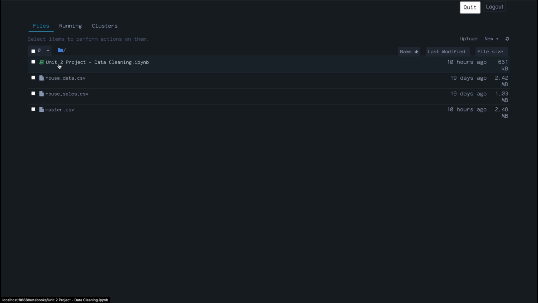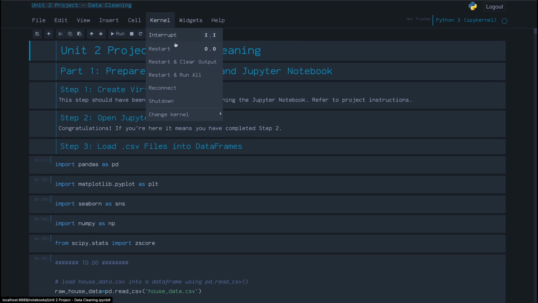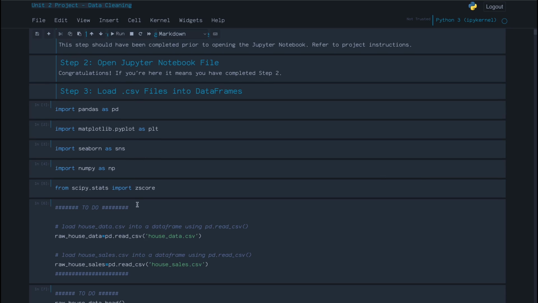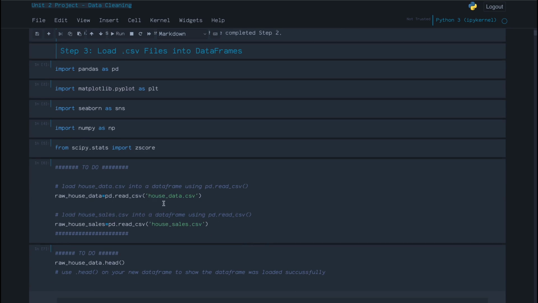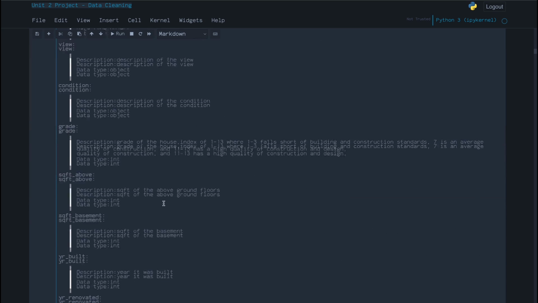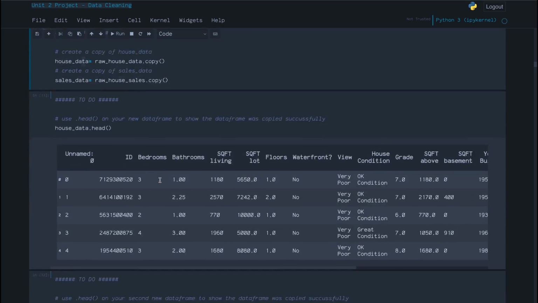Unit 2 project. So this is the Jupyter notebook. If I open that, so that's what I've been working on. I can restart a new notebook. At the beginning I did all my imports. I imported the CSV files and I copied them into the house data and sales data to get working on.